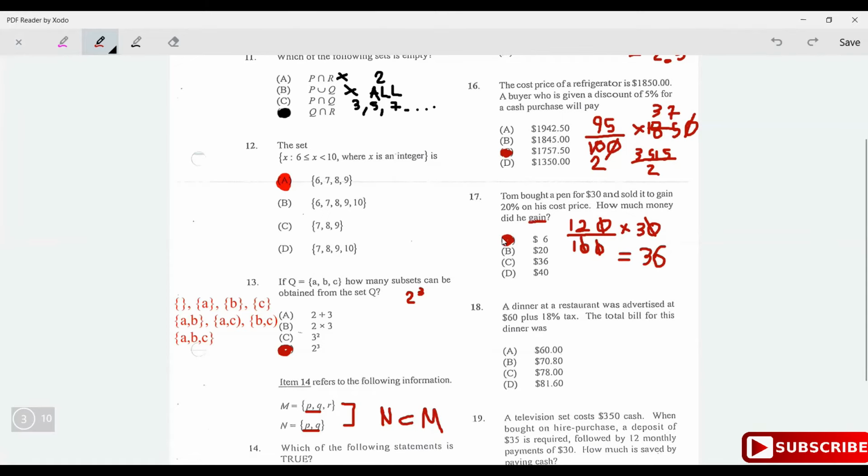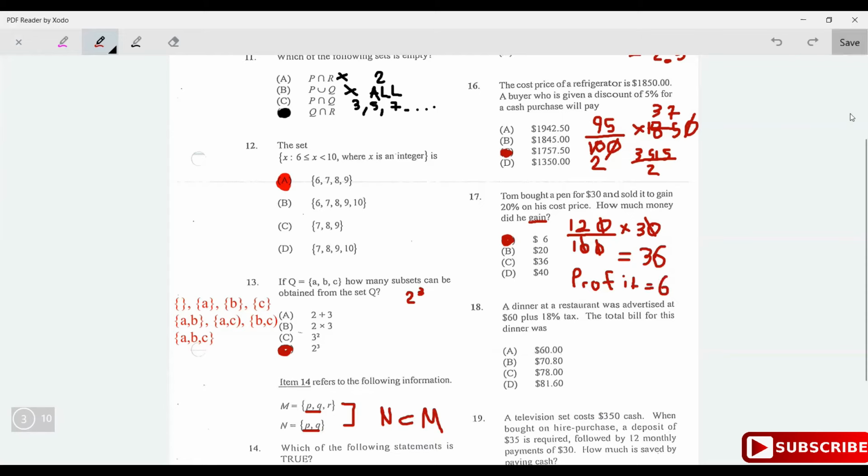So he gained $6. He buys it for 30, sells it for 36. Tom is very smart because the profit is $6. The profit is $6. Nice. Nice and easy.